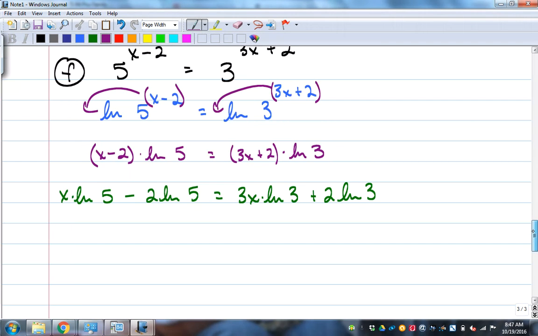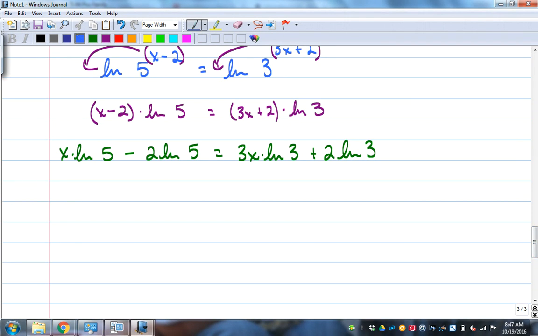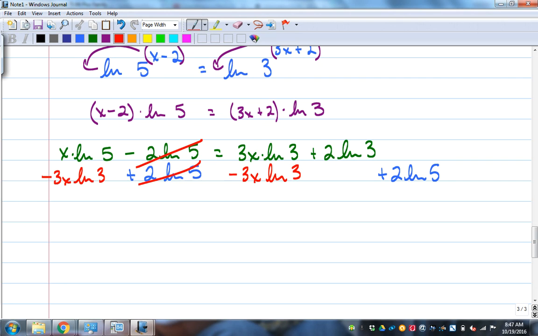Okay, so now let's move stuff. I'm going to move the 2 natural log of 5, and then I'm going to move the 3x natural log of 3. Okay. These are going to cancel so that the left side is now x natural log of 5 minus 3x natural log of 3.